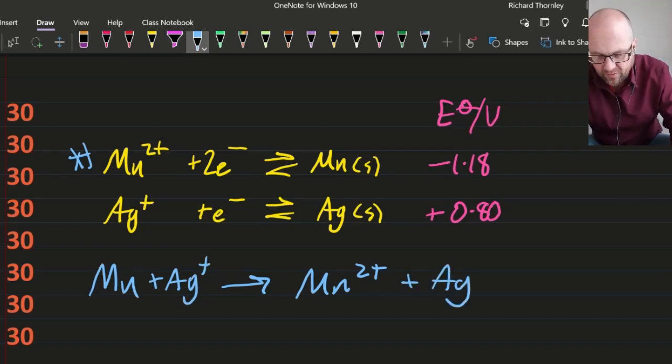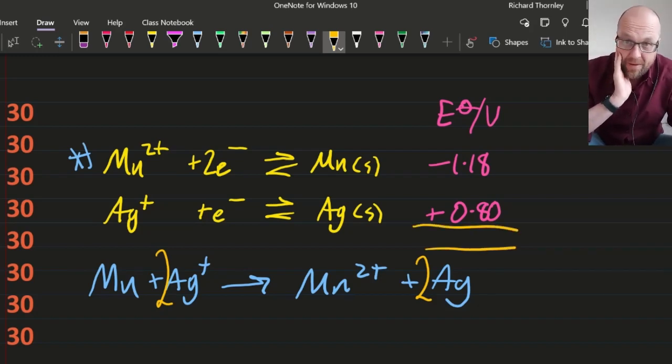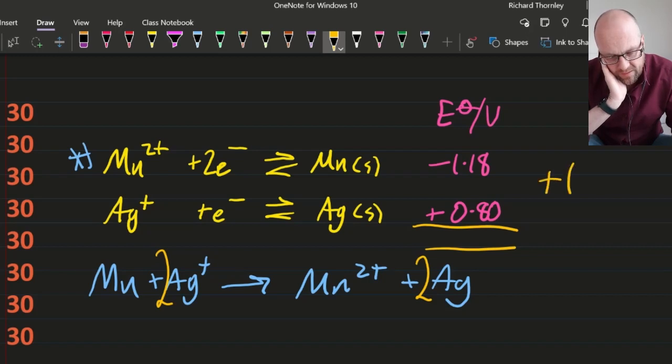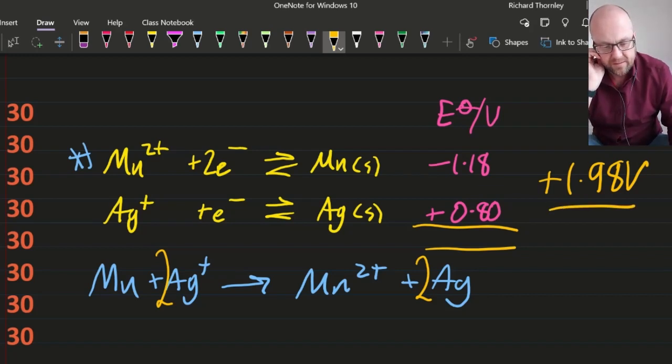So the most negative one you have to flip around. It needs a bit of cheeky balancing. I need 2 here, and I need 2 here. And to find the voltage, find the difference, make it positive. If the voltaic cell works, it does work. It says it in the question. So what's the difference between those two numbers then? Is that a plus 1.98? So find the voltage, make it positive. So that's going to be D, 30D. Correct.